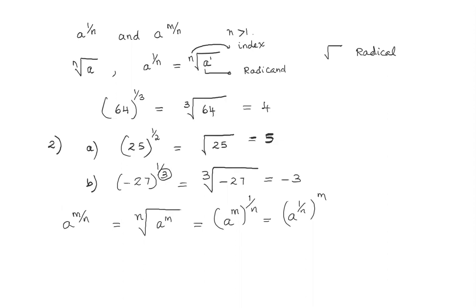So for example, I have 125 to the power 2/3. I can write this one as cube root of 125 square. You can write like this, or I can write cube root of 125 the whole square, all the same. So cube root of 125 is 5, so it's going to be 5 square, which is 25.